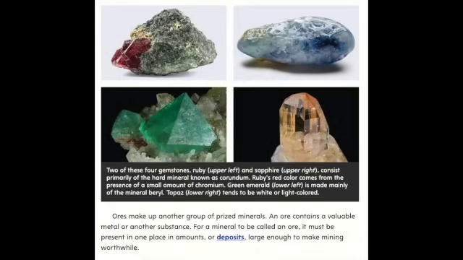2 of these 4 gemstones, ruby, upper left, and sapphire, upper right, consist primarily of the hard mineral known as corundum. Ruby's red color comes from the presence of a small amount of chromium. Green emerald, lower left, is made mainly of the mineral beryl. Topaz, lower right, tends to be white or light-colored.